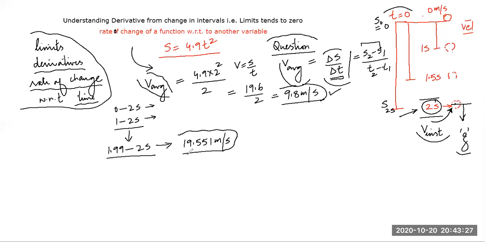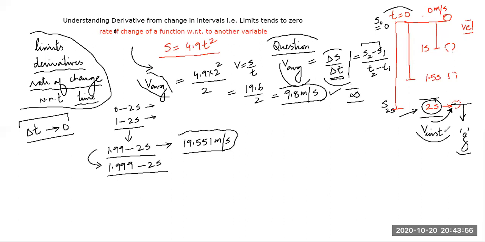So I ended here, but I went one step further with my students. We did 1.999 seconds to 2 seconds. We further decreased the interval because I know in the limit I want delta t to approach 0. But delta t cannot be 0. Some students always ask me, sir, why can't delta t be 0? Simply because if delta t is 0, I will get V average as infinity.